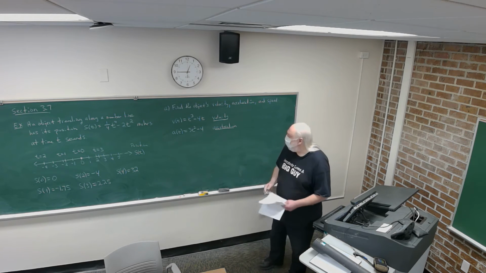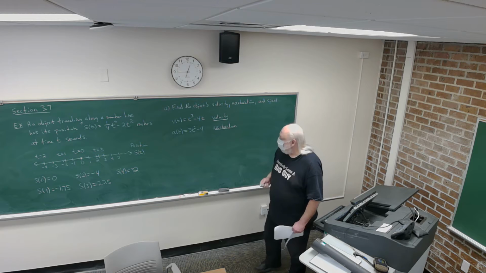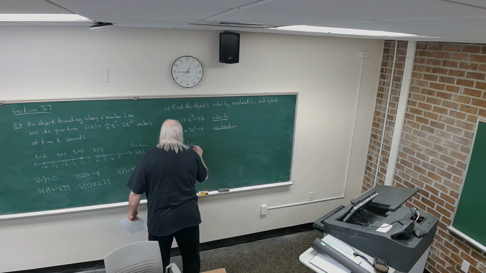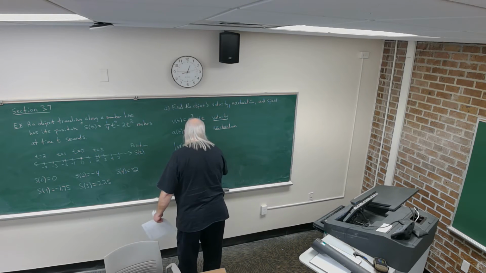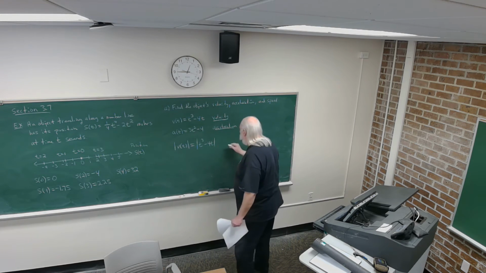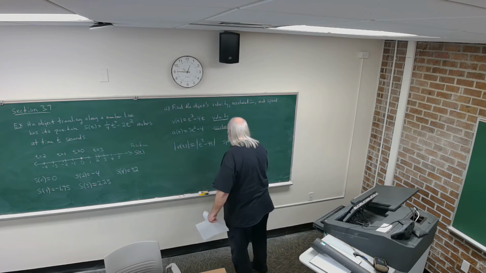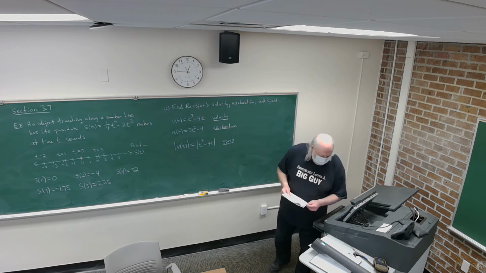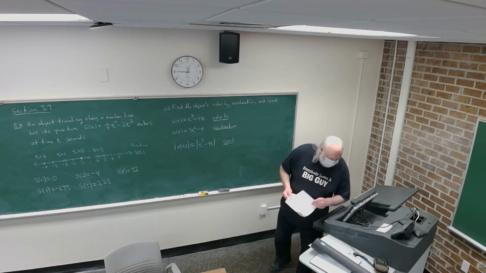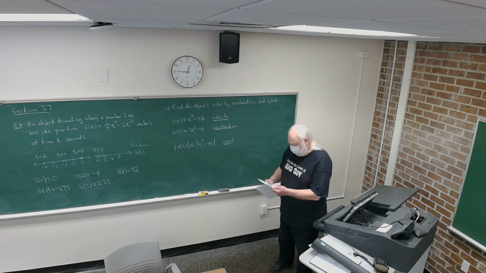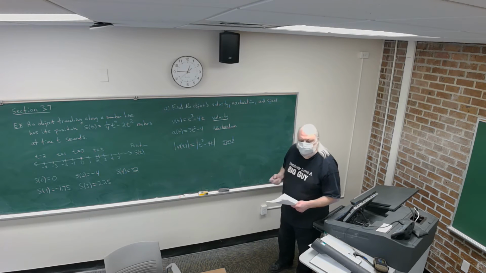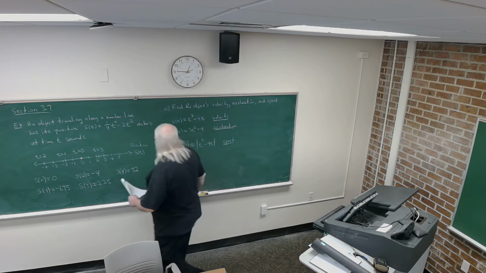And the speed is the absolute value of the velocity, right? The absolute value of the velocity in this case is equal to the absolute value of t cubed minus 4t. All right. So any questions on that? Nada. Okay.